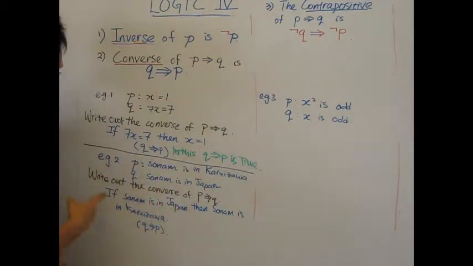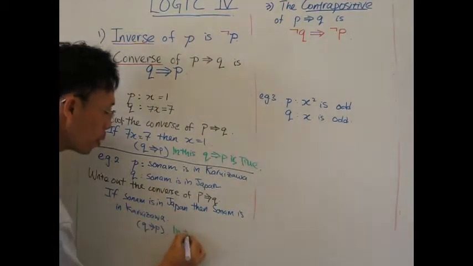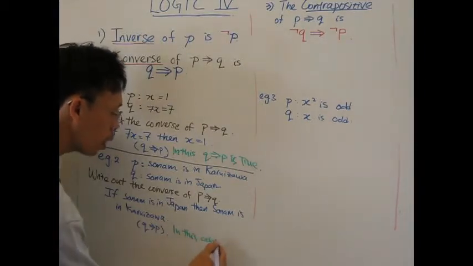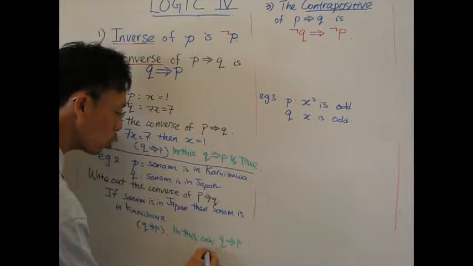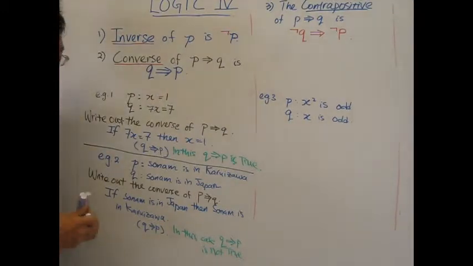Now let's look at example number 2. If Sonam is in Japan, then Sonam is in Karuizawa. Is that a true statement? Well, you know that is not true, right? Because if Sonam is in Japan, she could be in Tokyo. Tokyo is not Karuizawa. If Sonam is in Japan, she could be in Okinawa. Okinawa is not Karuizawa. So in this particular case, Q implies P is not true. Actually, in general, the converse is not true. So the first example is actually a special case.